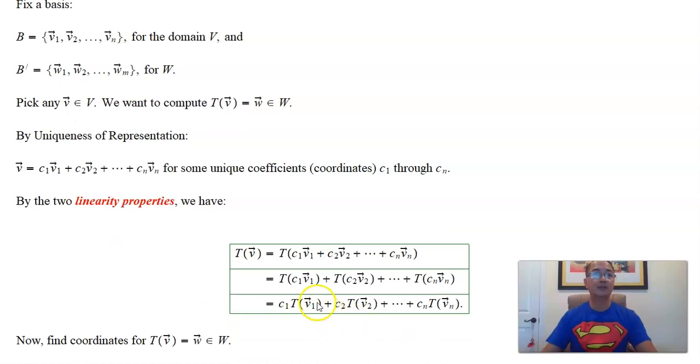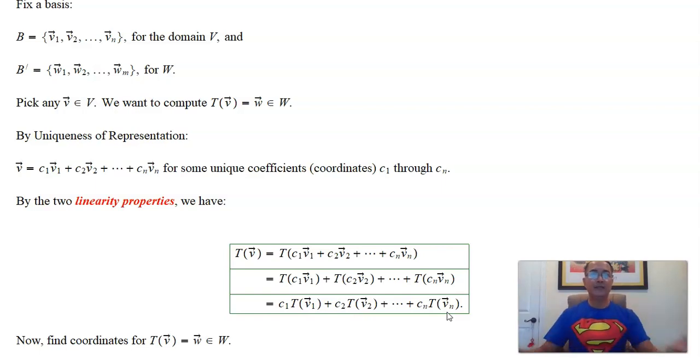We have T of V on both sides. Take T of the linear combination, break down the sum. So we have T of C1 V1 plus T of C2 V2 and so on up to T of Cn Vn. Now we can use homogeneity. Take out the C1 and we're left with T of V1. Next term plus C2 times T of V2 and so on.